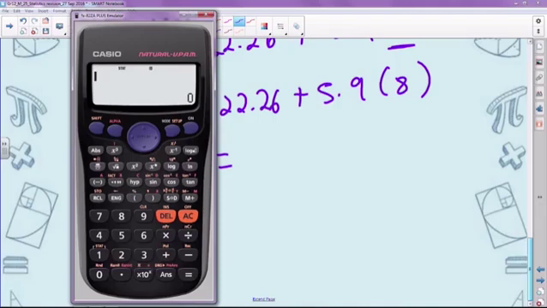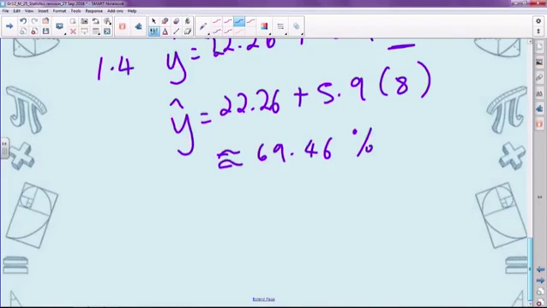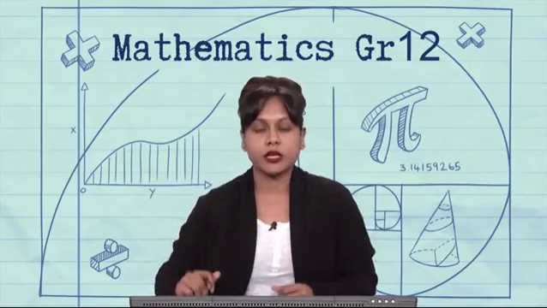All right, so we've got 22,26 plus 5,9 times the number of Saturdays. And we get approximately 69,46%. Okay, so you can say that this learner got 69%, and you base that prediction on the fact that you worked out what the equation of your least squares regression line was.